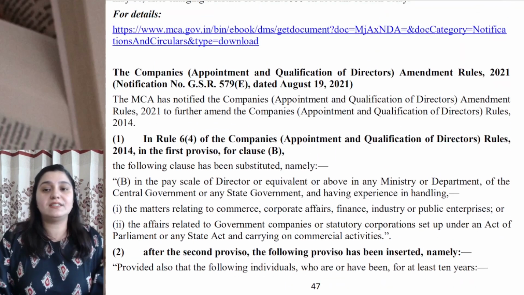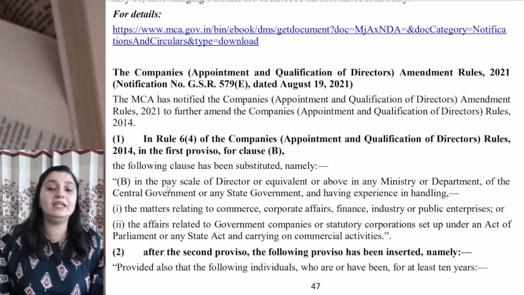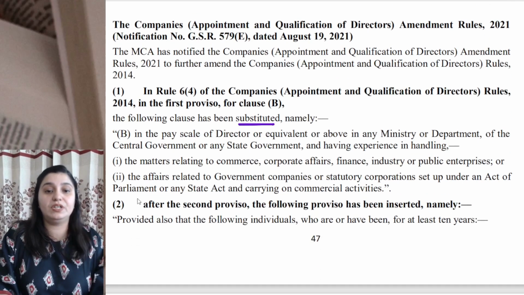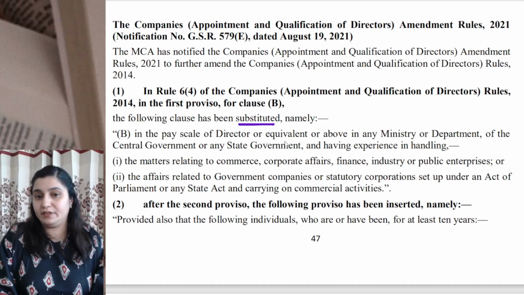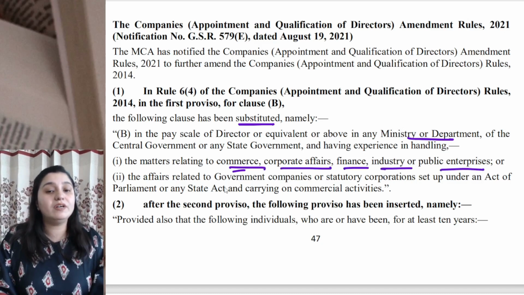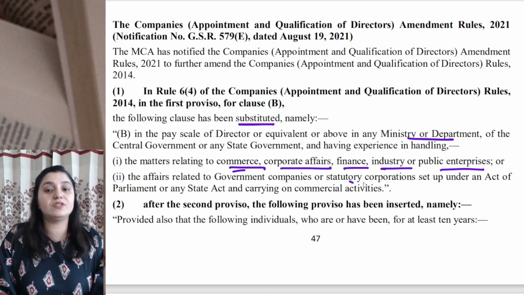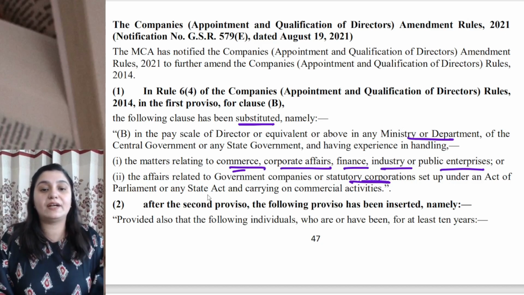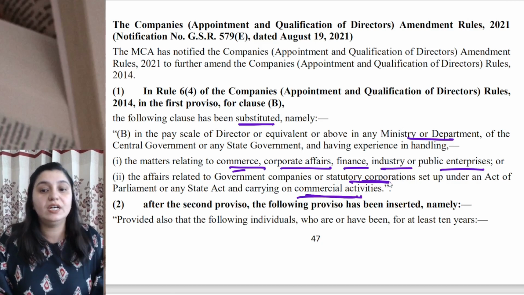The second amendment tells us what MCA has amended in the Companies (Appointment and Qualification of Directors) Rules. Firstly, the following clause has been substituted, namely: in the pay scale of director or equivalent or above in any ministry or department of the central government or any state government, and having experience in handling matters relating to commerce, corporate affairs, finance, industry or public enterprises, or the affairs related to government companies or statutory corporations set up under an act of parliament or carrying on commercial activities.